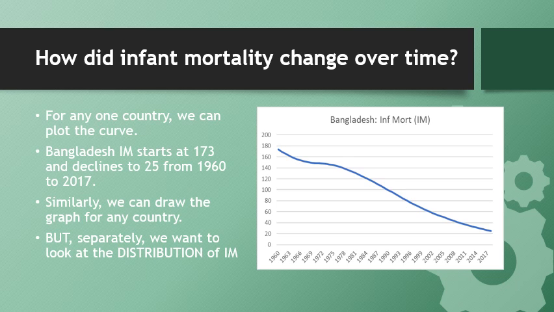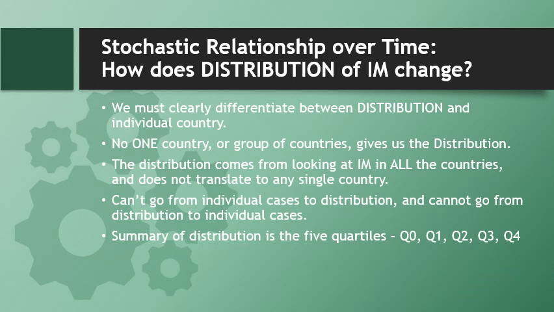But this is not what we are looking for. We're not looking for individual countries. We want to look at the distribution of infant mortality over all of the countries. And this is a different concept. We are actually looking at how the distribution of infant mortality changes over time. This is a stochastic relationship where we want to study the evolution of the distribution as time changes.